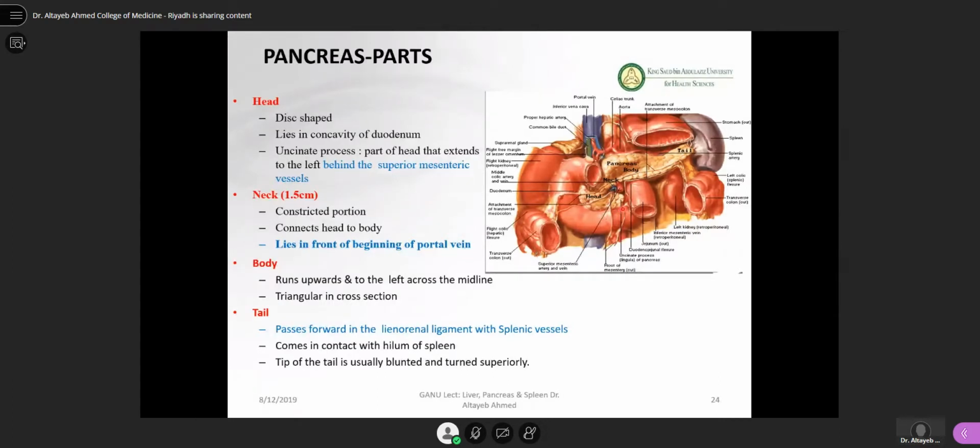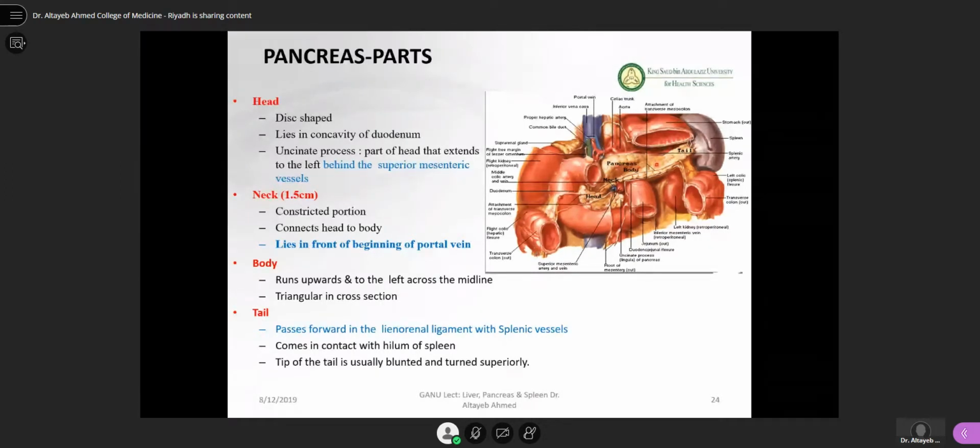It has the uncinate process, and this is very important clinically to remember, because anterior to the uncinate process come the superior mesenteric vein and superior mesenteric artery. So if there is a tumor or a narrowing in this space, this may result in obstruction of the superior mesenteric artery, and by that affecting the area supplied by it. The neck is a constricted part, about 1.5 centimeters. The most important thing about it is that it is intimately related to the commencement of the portal vein by the junction of the superior mesenteric vein and the splenic vein to the left.